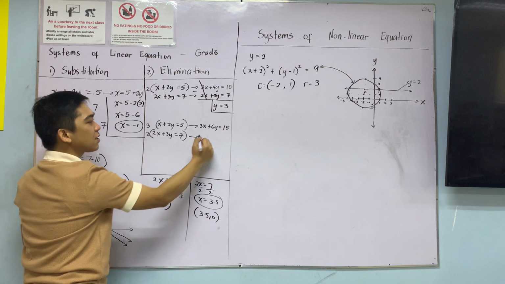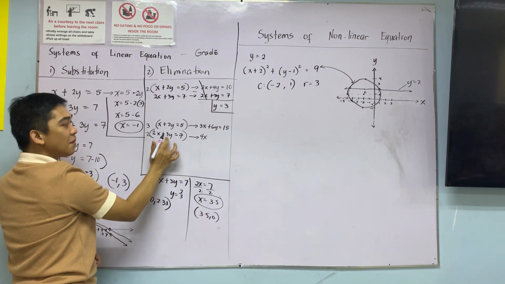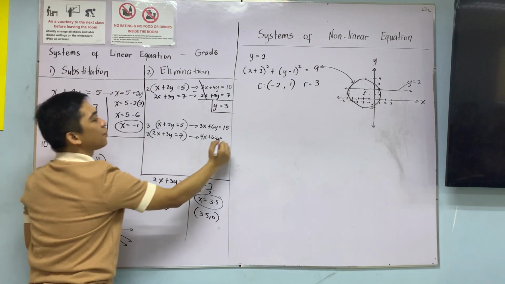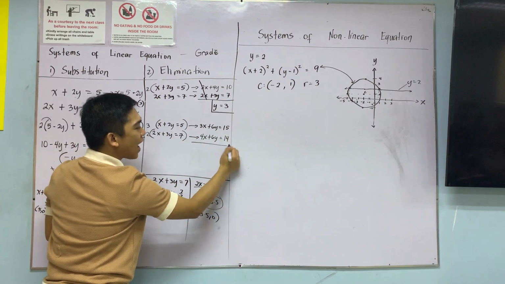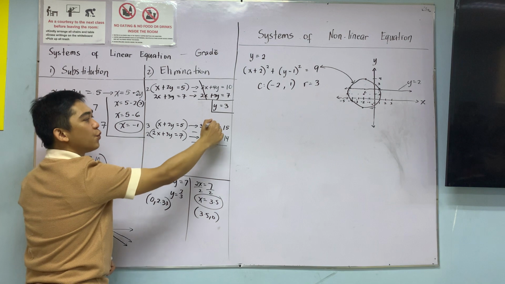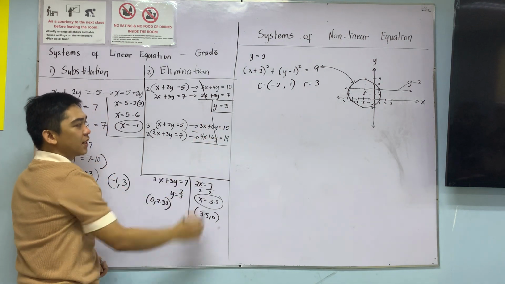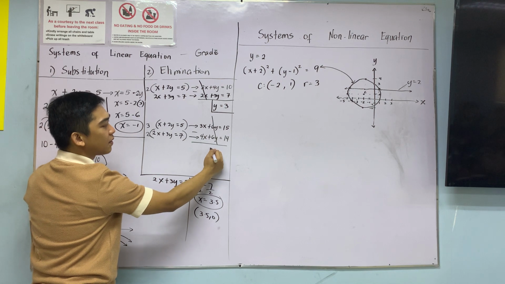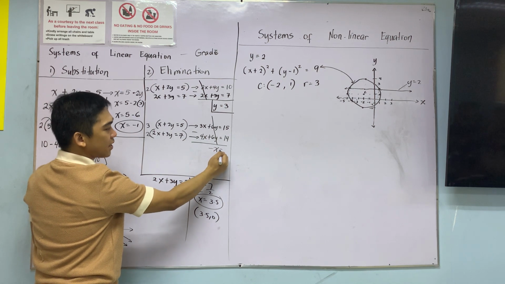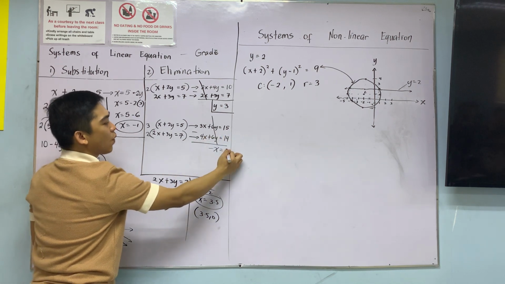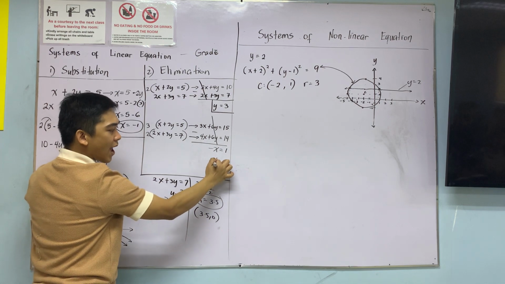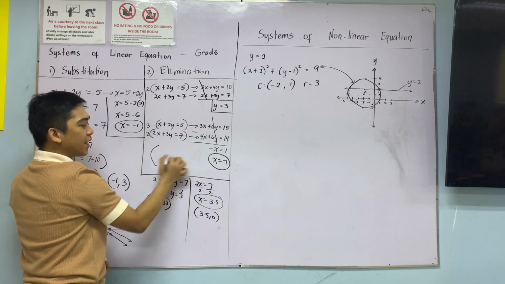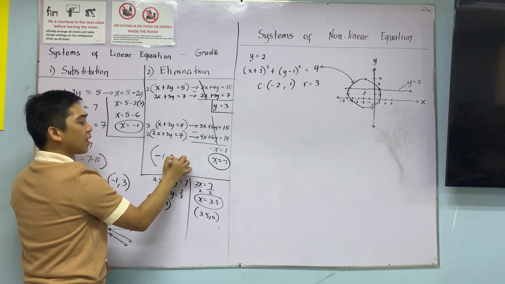2 times 2x? 4x. 2 times 3y? 6y. Is equal to 14. Now, by subtraction, we can now cancel out y. 3x minus 4x? Negative x. Is equal to 1. Negative pa to, so x is equal to negative 1. So, our coordinate is negative 1.